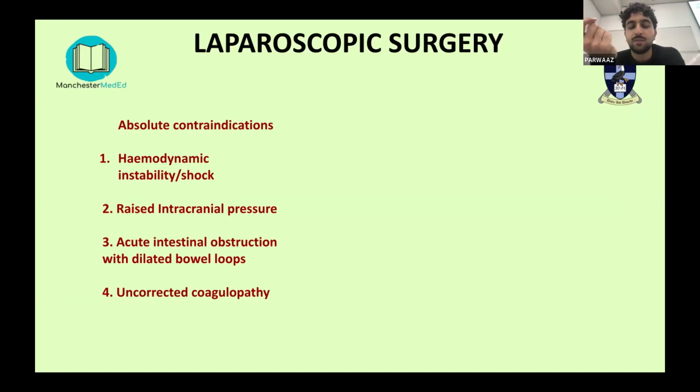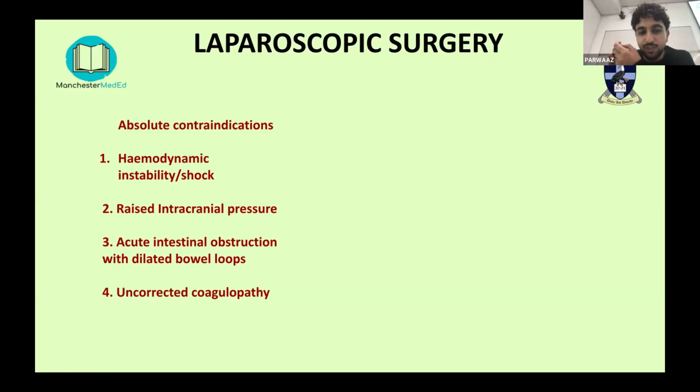Raised ICP, this is an absolute contraindication as well. So for whatever reason a patient has raised ICP and they also need an abdominal operation, you will never be able to do a laparoscopic operation. And the reason for that is because what you have to do in laparoscopic operations is inflate the abdomen. And what it does is it reduces the venous return back to the head. And this essentially increases the ICP even more. So it's an absolute contraindication.